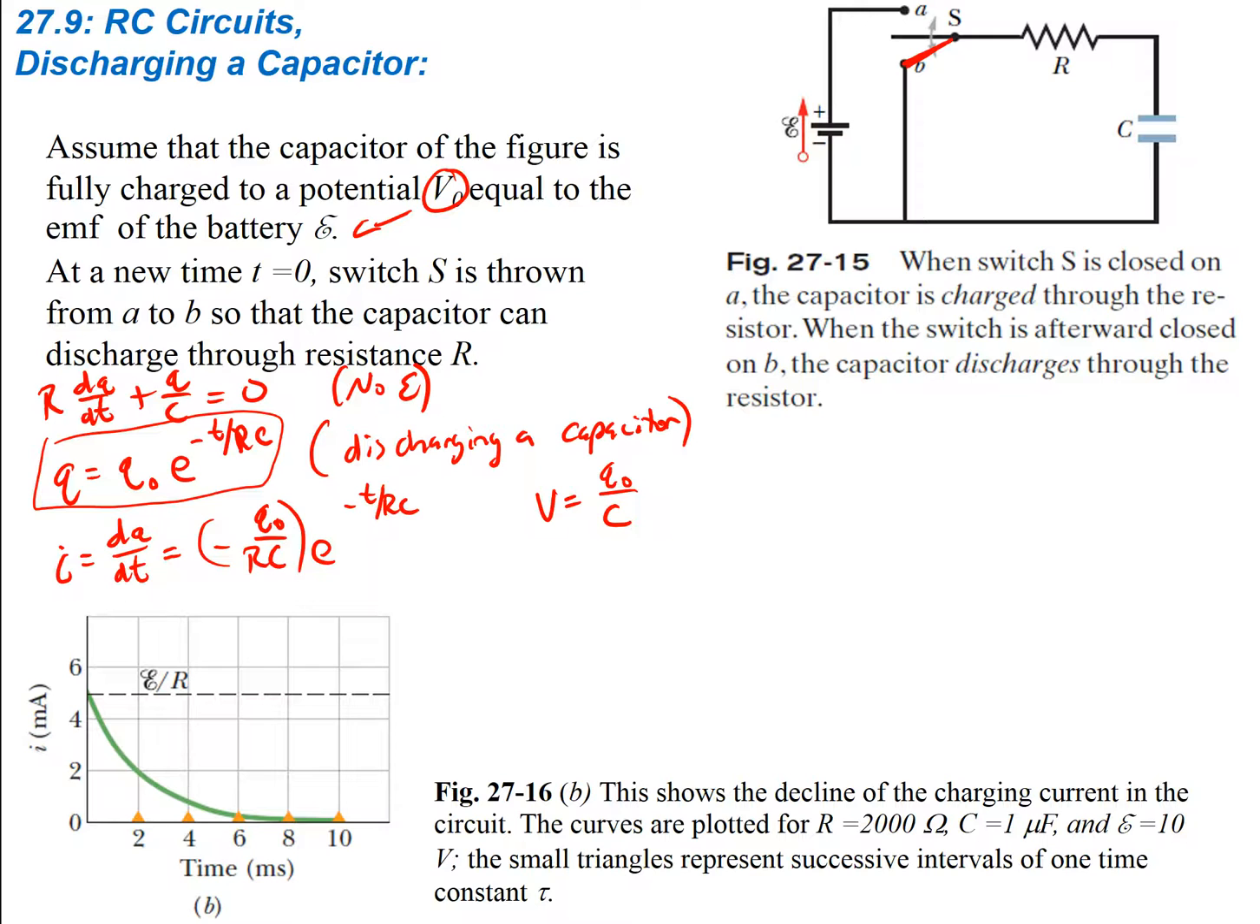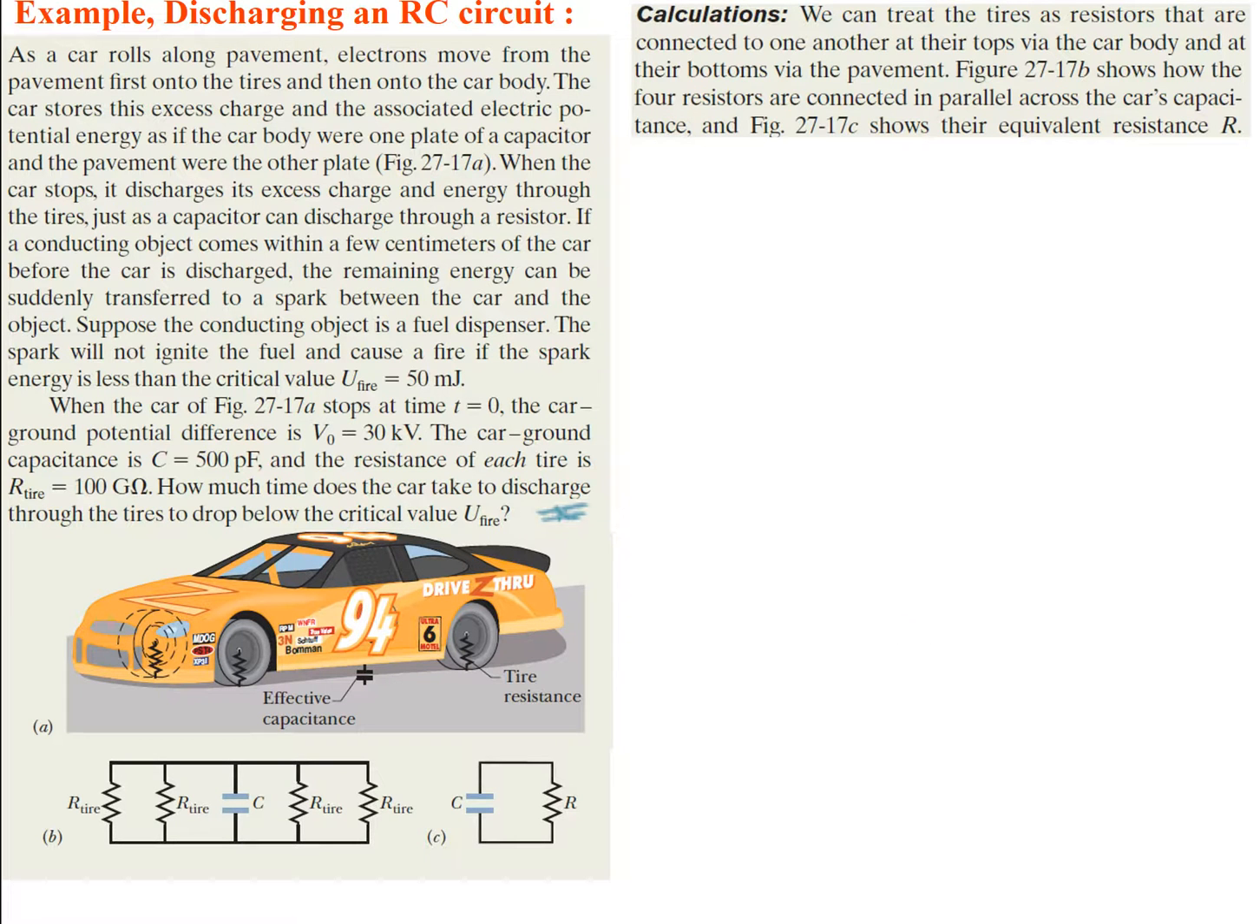Okay, so again, this is just a quick thing about the figure. This shows the decline of the charging current in the circuit. The curves are plotted for resistance R equal to 2000, capacitance of 1 microfarad, and an EMF of 10 volts. The small triangles represent successive intervals of 1 time constant. So at 1 time constant, you have this much, which is going to be 63%. Then at 2 time constants, you get here, and so on and so forth. Okay, so let's finish up with an example.